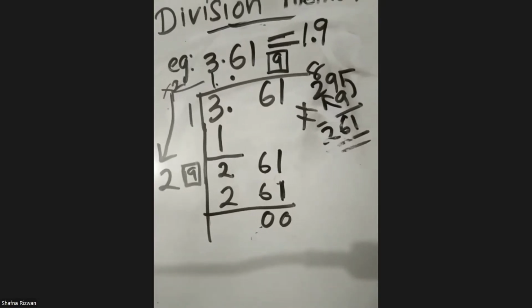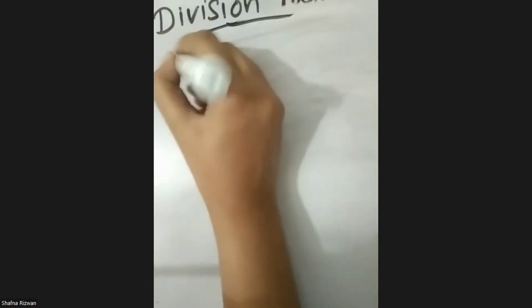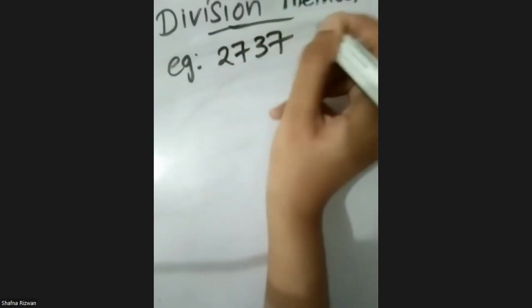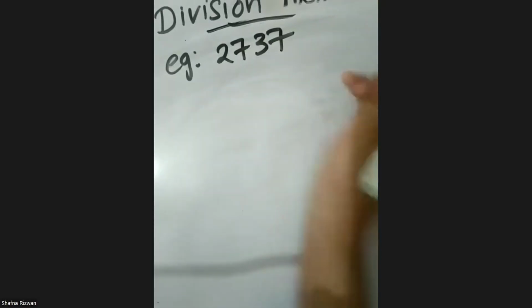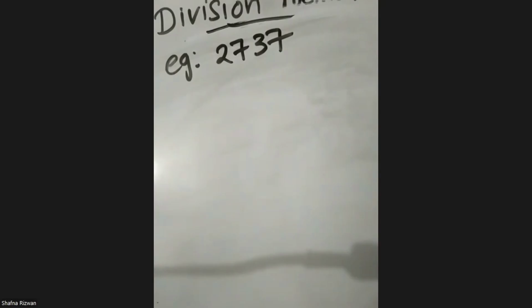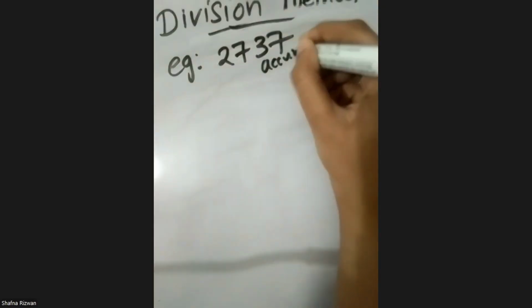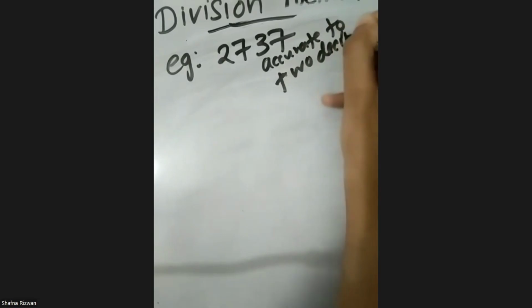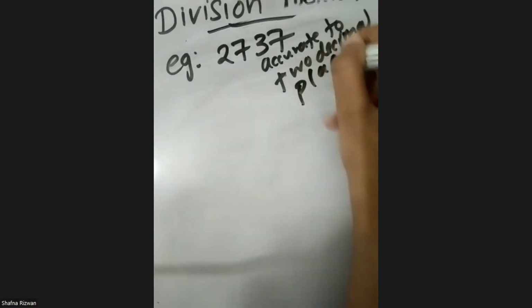Now let's go towards another number. For example, 2737. They are asking you to find the square root of this number accurate to two decimal places. Accurate to two decimal places.